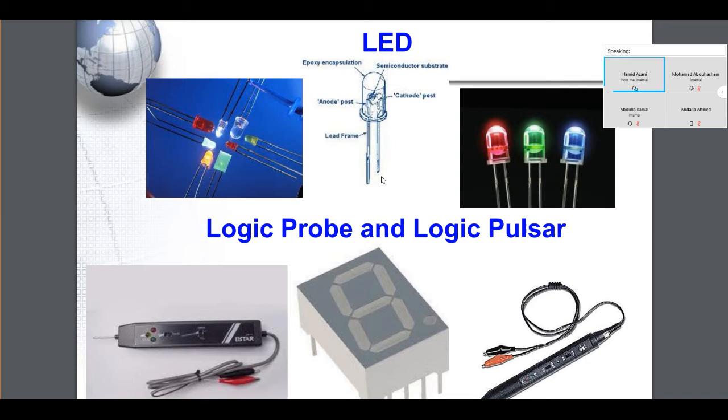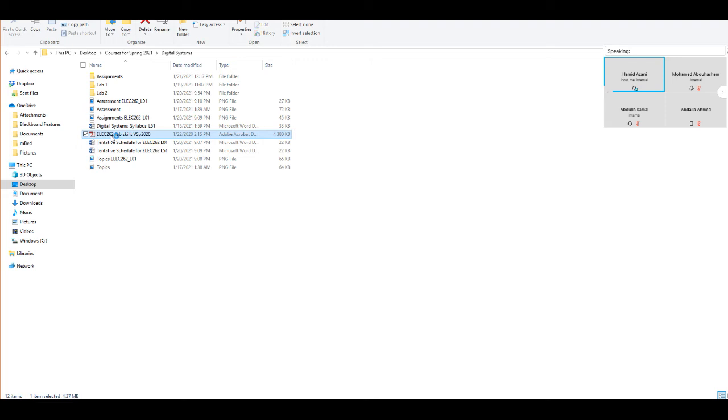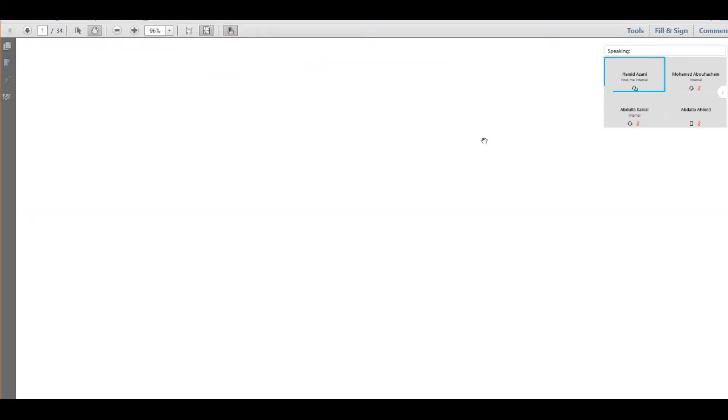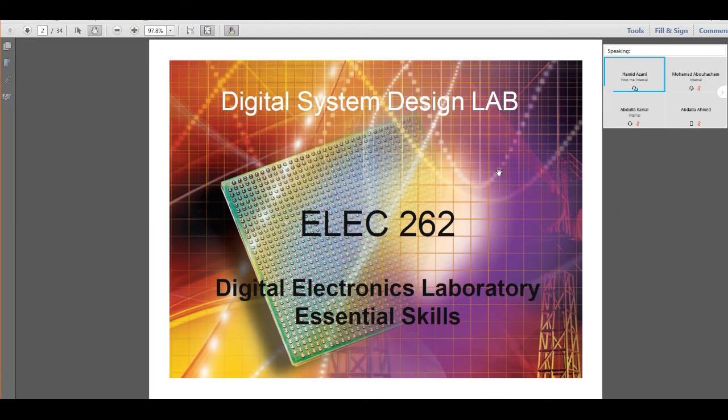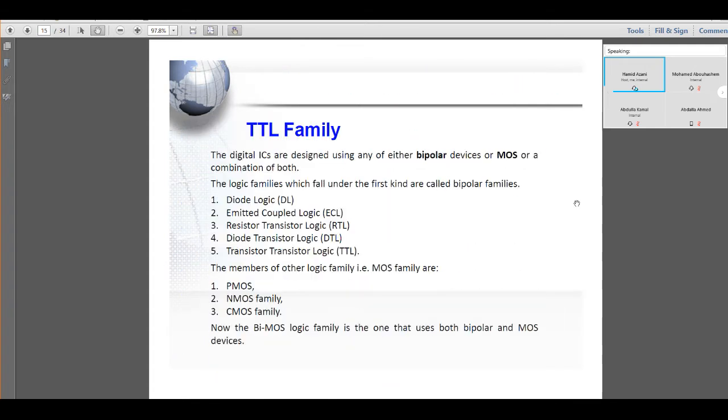I think if you can switch to Adobe Acrobat. Yeah. So there, I think you can write in there.